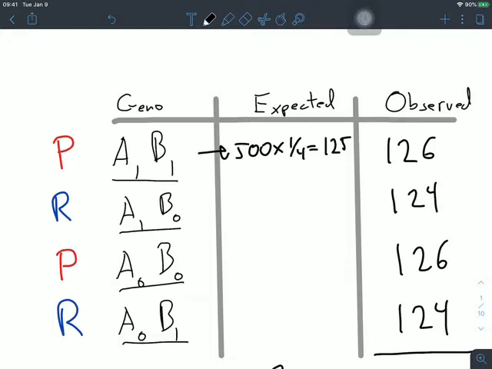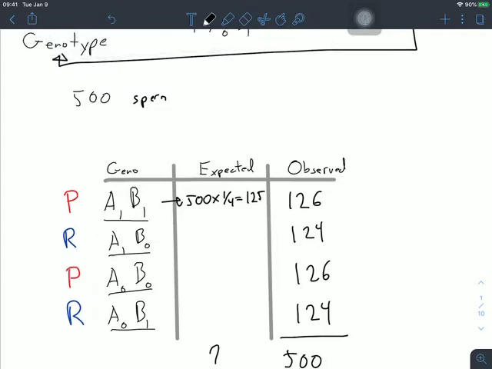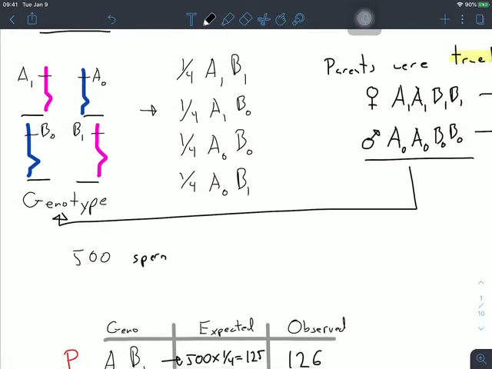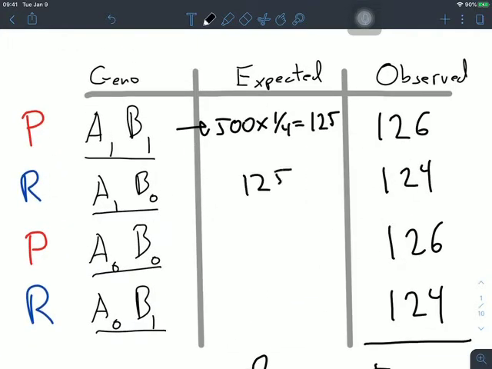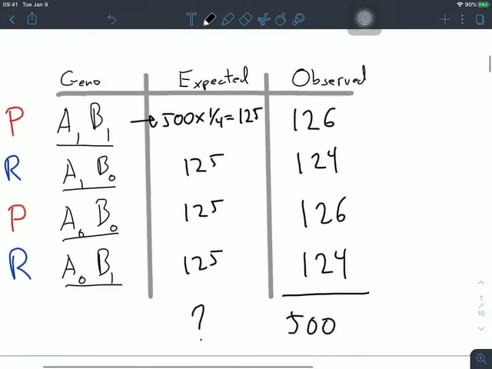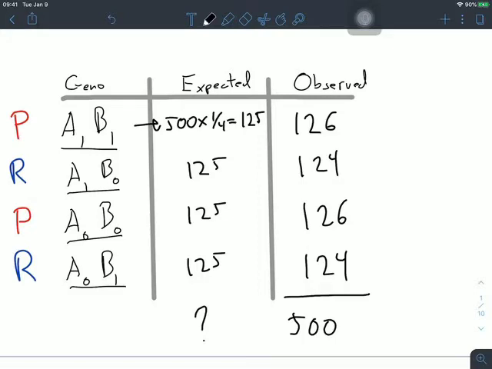So we would have expected 125 sperm to come up A1B1 if these loci are truly unlinked and found on separate chromosomes. We also would have found 125 of our A1B0, 125 of our A0B0, and 125 of our A0B1. In the case where we're looking at unlinked loci, you can see that our expected values will be the same.